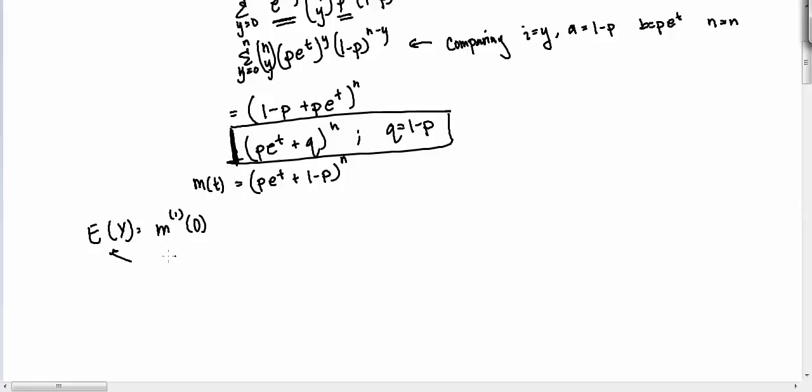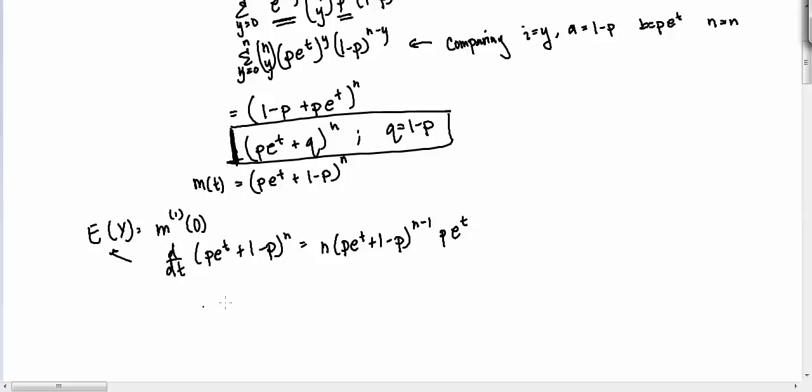So that would be d/dt of (pe^t + 1 - p)^n. I'm going to pull down the n, so I've got n times (pe^t + 1 - p)^(n-1), and then I'm going to take the derivative of the inside of that thing. That's the chain rule, right? So then you get pe^t. Cool. And then what I want to do is evaluate this at t = 0.